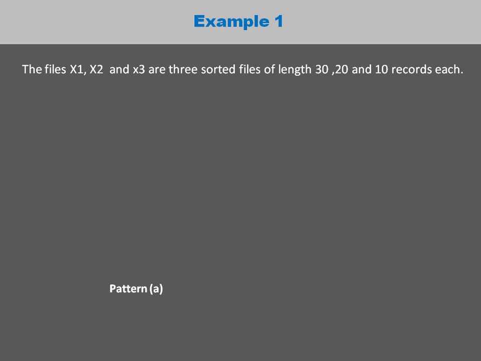So we will see the first pattern, how we can merge into a single file. Here x1 contains 30 records whereas x2 contains 20 records. These x1 and x2 are merged together, so the desired file will contain 50 records, where the x1 and x2 records, 30 plus 20, make 50 records.